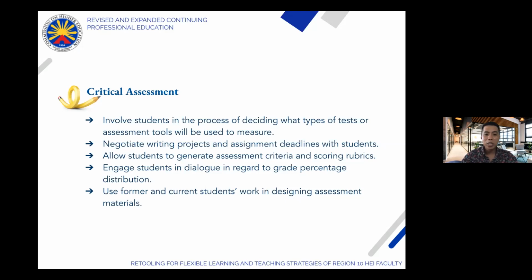Second is try to negotiate writing projects and assignment deadlines with students. I have done this in the past, and it doesn't mean that you're being too relaxed. It's actually making sure that the students, again, when they submit, they're ready. At the same time, they will take responsibility for not being able to submit the papers or assignments or projects on the deadline. Okay. And then the third one is allow students to generate assessment criteria and scoring rubrics.